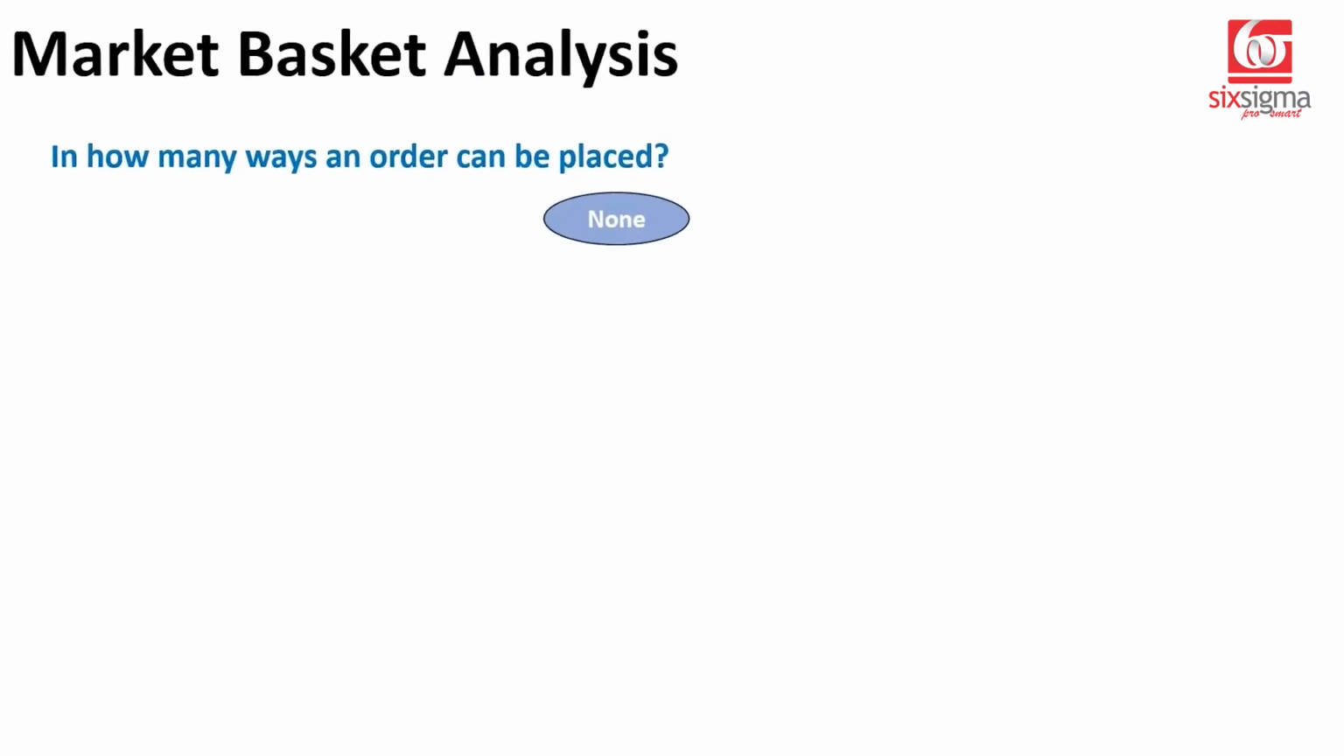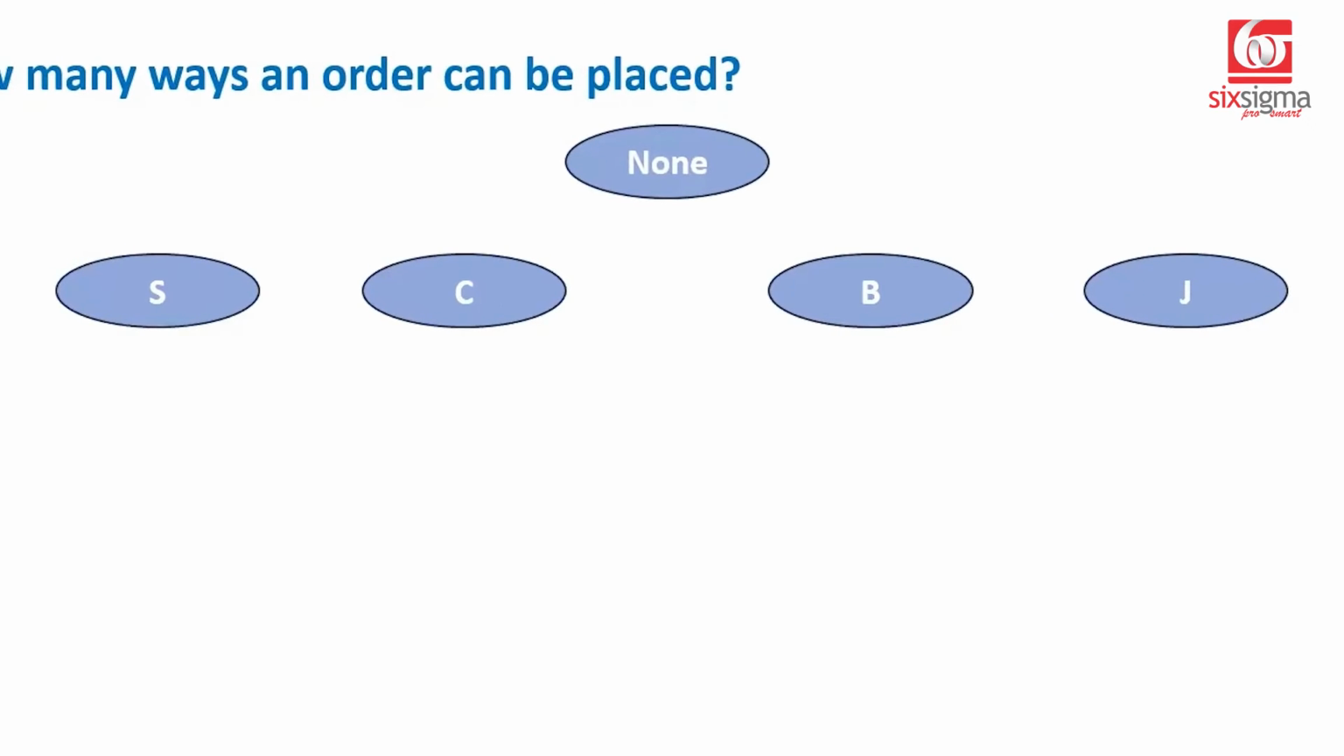First is that none of these 4 items have been ordered. Second is maybe only one of these items is being ordered. So either it's sandwich or coffee or burger or juice. We've just simplified the notation. We've just taken the first alphabet.